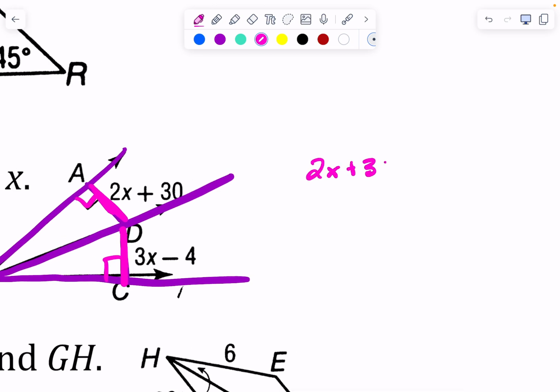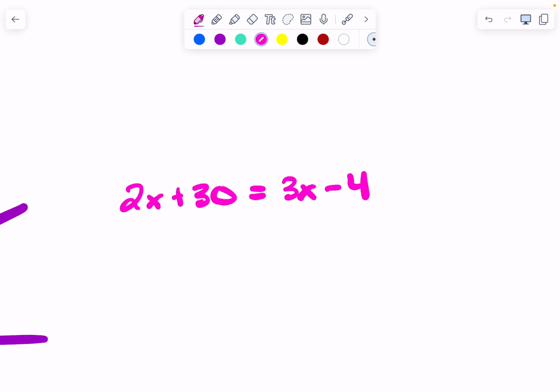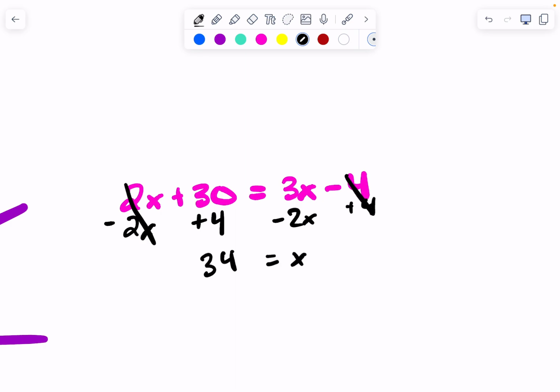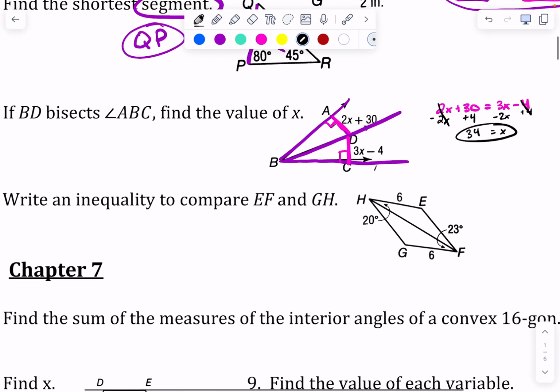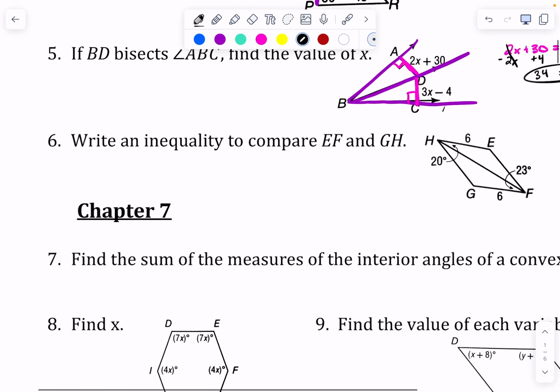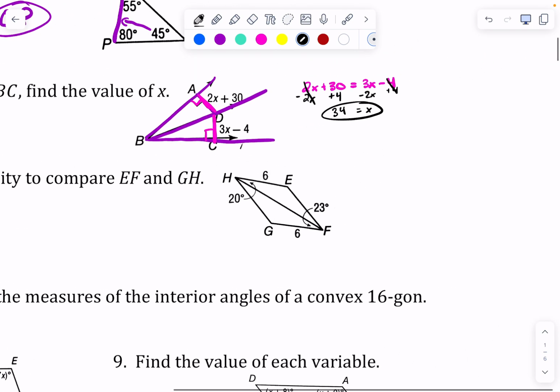So we can just set them equal. 2x plus 30 equals 3x minus 4. And then we do all our math. I'm going to subtract the 2x and add the 4 at the same time. So 34 equals x. And do I have to plug back in? No. Okay, always check that. All right. Next, write an inequality to compare EF and GH.